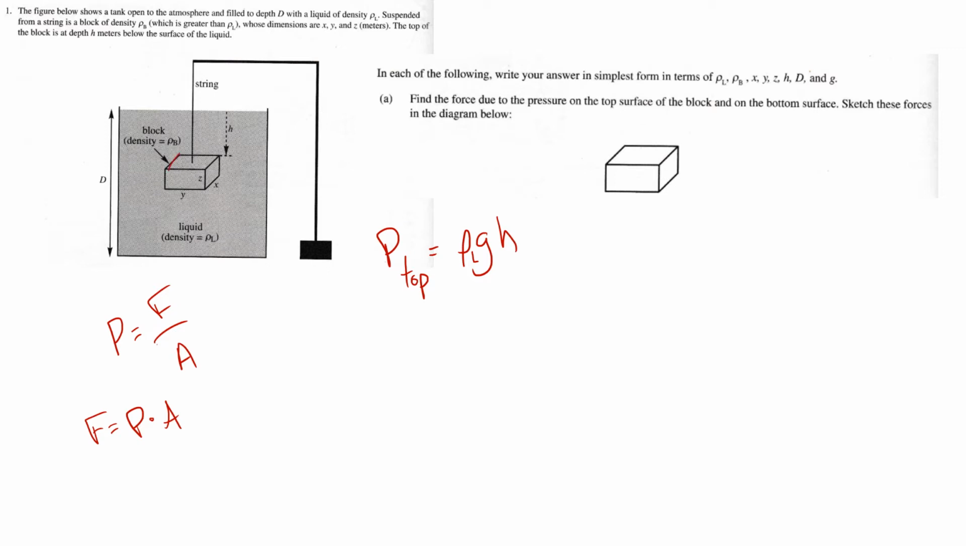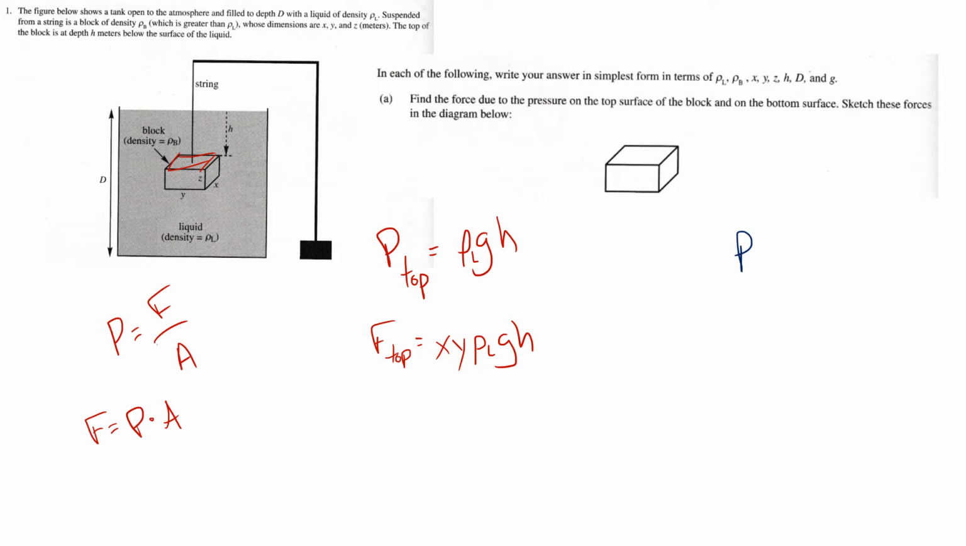What's the area of the top? Well, the area of the top is going to be a rectangle, and in case you forgot the formula, it's x times y. So the force on the top is equal to x y rho L G H. And you're done. Perfect. We're going to do the same kind of thing for the force on the bottom.